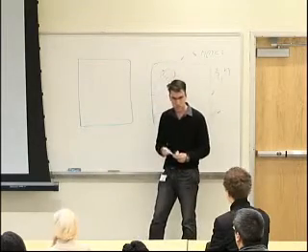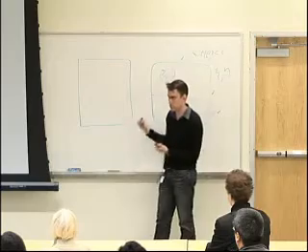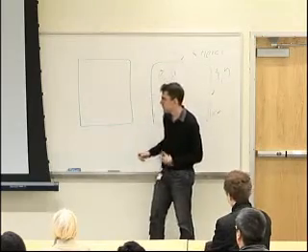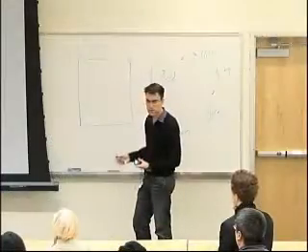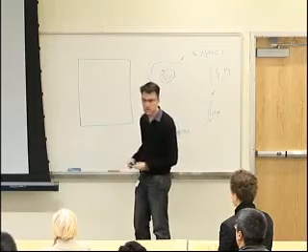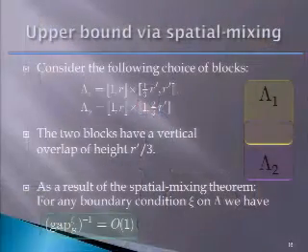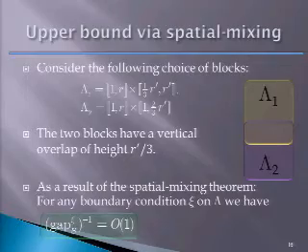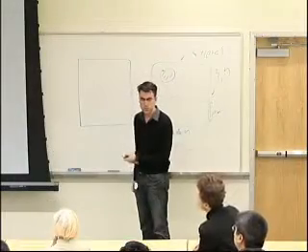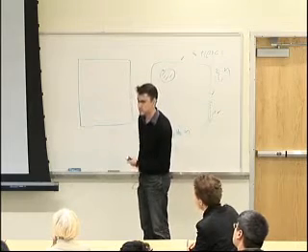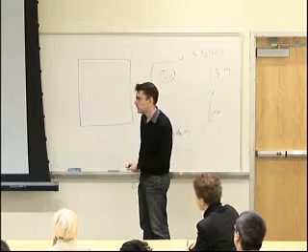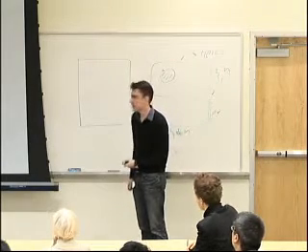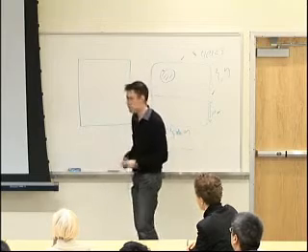When the temperature is critical. Yes, so this result holds for any temperature, but the analysis I'll tell you now will be relying on the fact that it's at the critical temperature, because it will rely on this spatial mixing result, which is for the critical temperature. I guess I should have said this is false if you're at low temperatures. And so in particular, that's why you won't get polynomial mixing at low temperatures.